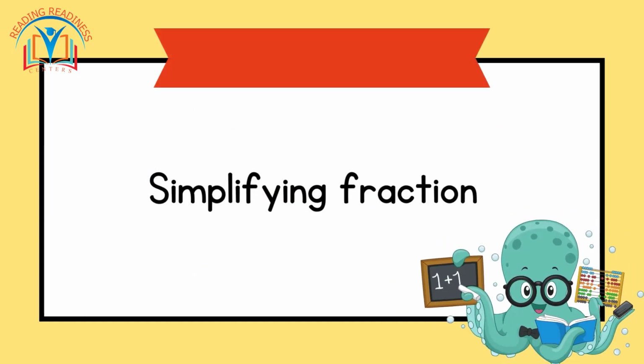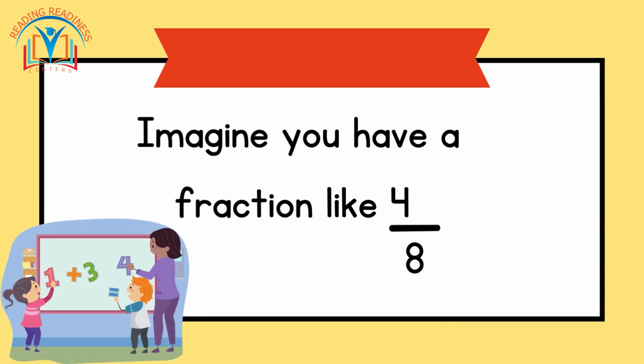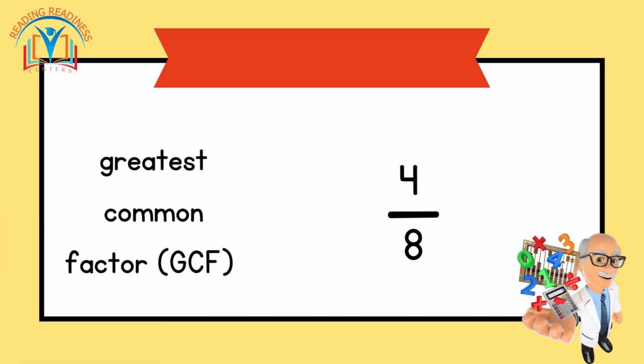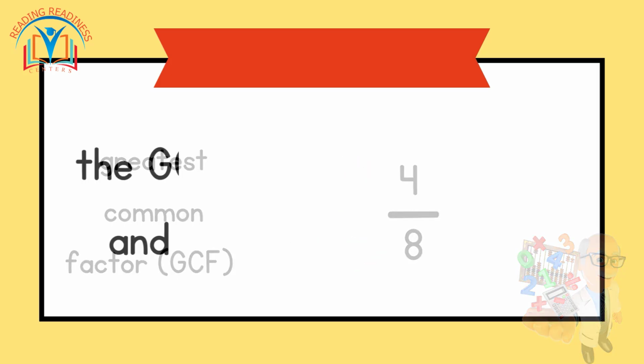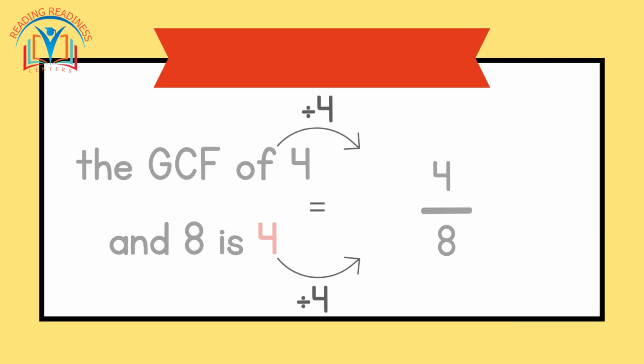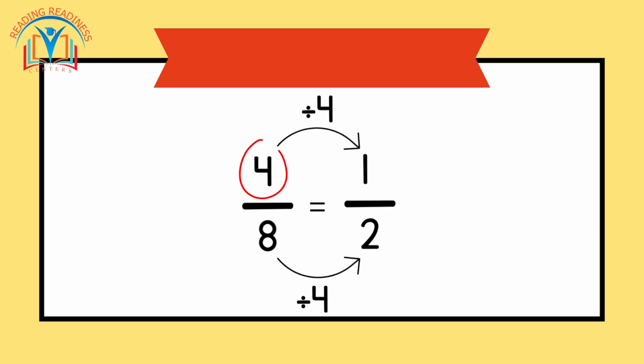But our math adventure doesn't stop there. Let's move on to simplifying fractions. Imagine you have a fraction like 4/8. To simplify, we find the greatest common factor, GCF, of the numerator and denominator. In this case, the GCF of 4 and 8 is 4. So, we divide both the numerator and denominator by 4, and we get 1/2.